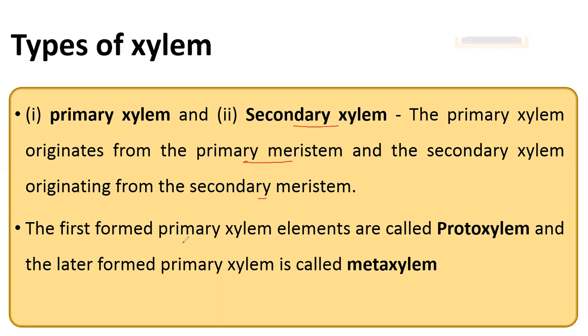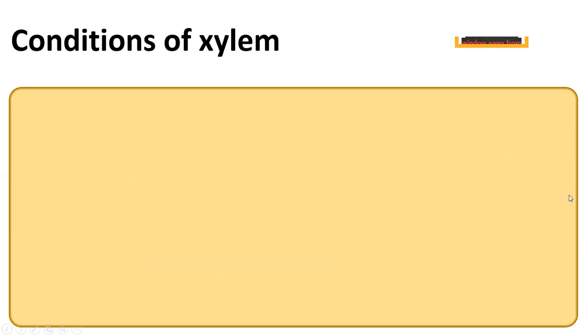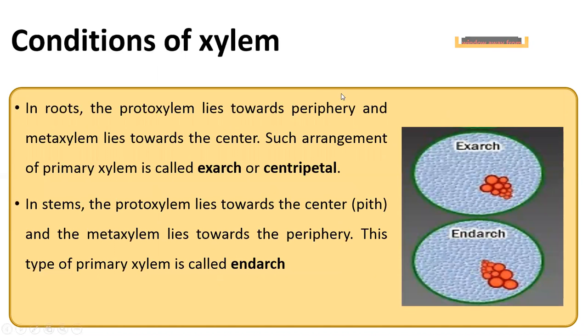The first formed primary elements are called protoxylem and the later formed is metaxylem. That is, when the plant is emerging, the first added set of xylem is called protoxylem. Whatever xylem is added later is metaxylem. In fact, protoxylem and metaxylem are one of the main criteria for classification of xylem. You need to remember these terms to study the arrangement of tissues within the stele region. In roots, the first formed xylem, protoxylem, is towards the periphery.